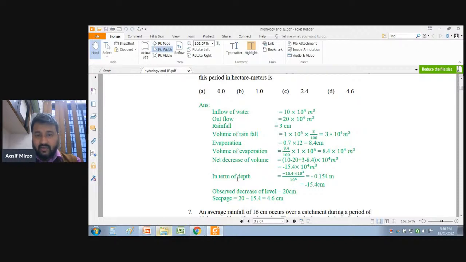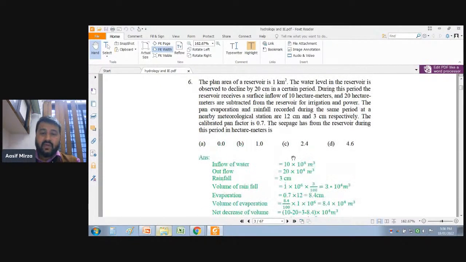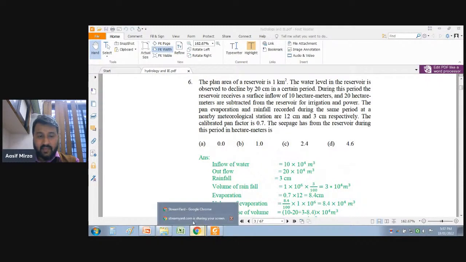Now net decrease of the volume is 10 minus 20 plus 3 minus 8.4 into 10 raised to the power 4. So you will get minus 15.4 as the decrease of the volume. So in terms of depth, minus 15.4 into 10 raised to the 4 divided by 10 raised to the 6, you will get the value as minus 15.4. Okay, so seepage will be equal to 20 minus 15.4, which is 4.6. So option D will be the right answer for this. Okay, so likewise, you have to solve the questions which are asked in the GATE examination.